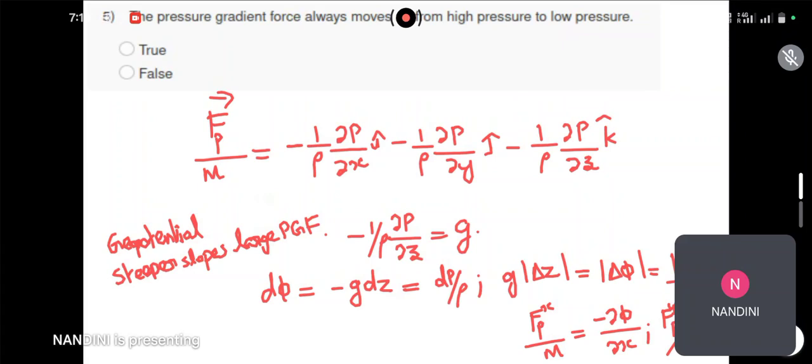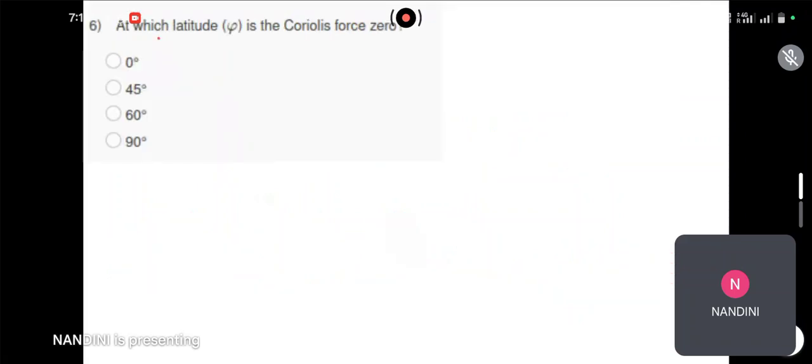So here the question was asking whether the pressure gradient force always moves air from high pressure to low pressure. So that was correct.